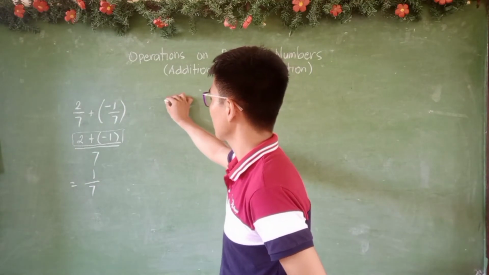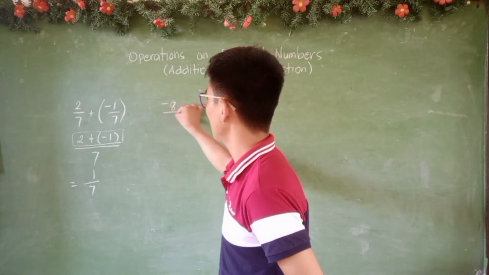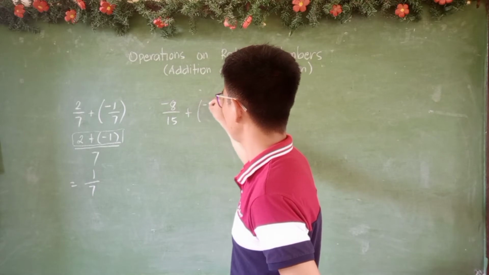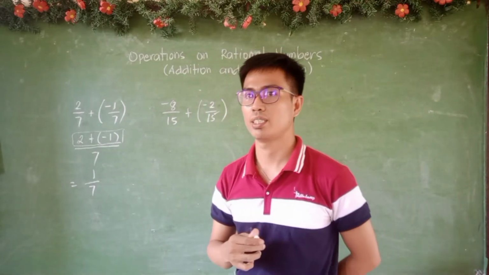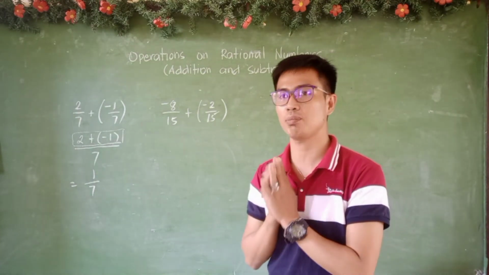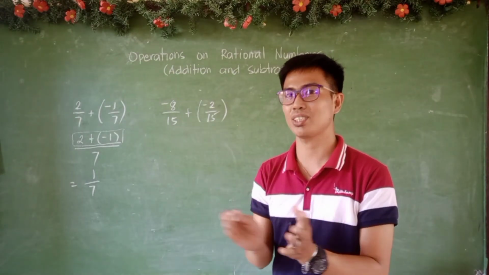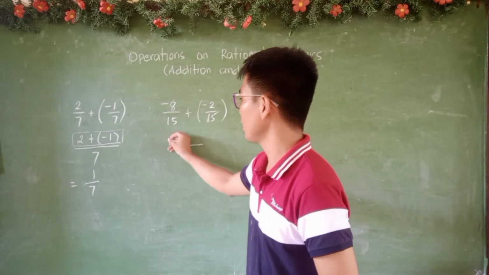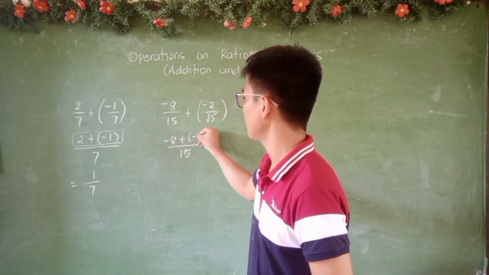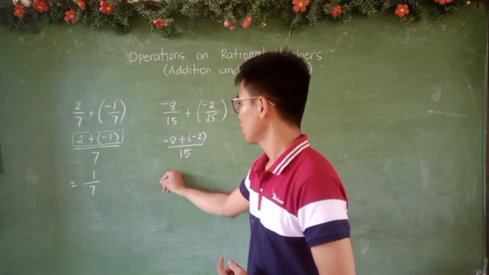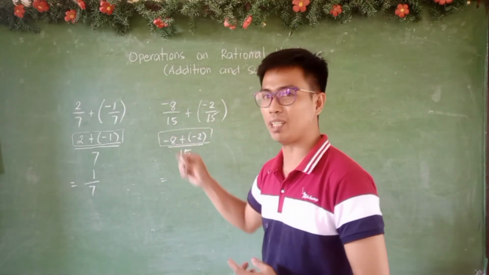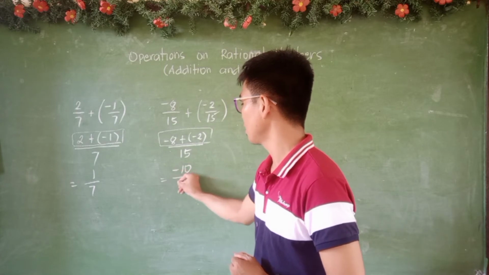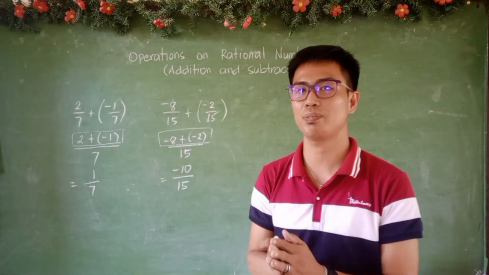Next one. So let's say we have negative 8 over 15 plus negative 2 over 15. So same or similar fraction siya. Parehas sila ng denominator. So we just need to copy the denominator, which is 15. And then the numerator, so negative 8 plus negative 2. So same side integers siya. So we will have negative 10 over 15. So negative 10 over 15 yung ating magiging sagot.